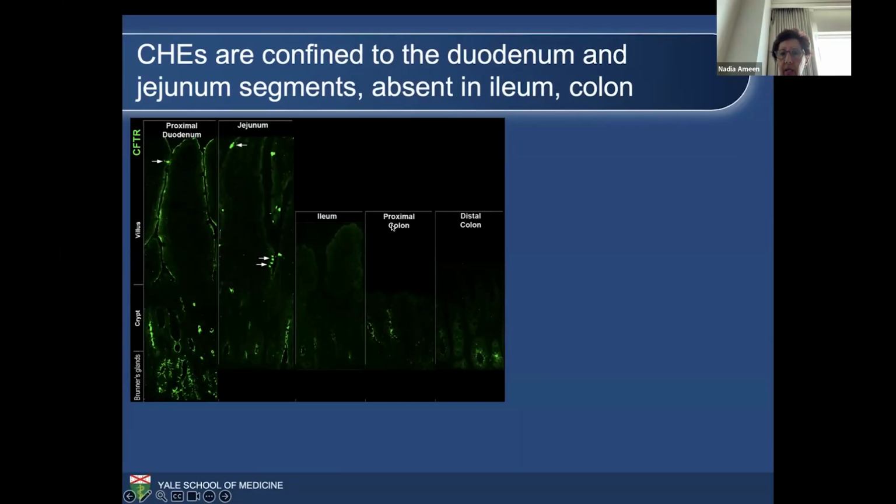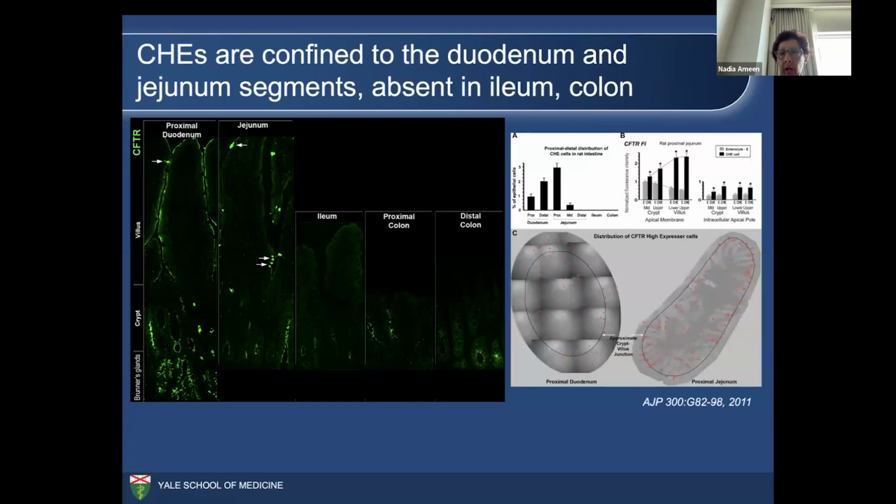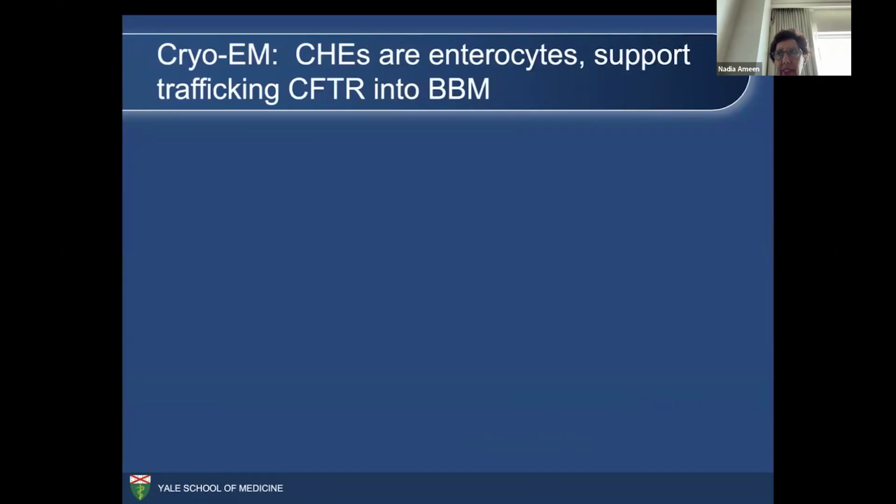They're absent in the colon and in the ileum. And the ileum is a site that's primarily affected in CF. But in the rat, we quantified the location of these cells, and we found that most of these cells were present in the proximal jejunum in the rat, right? So they were absent in the colon, absent in the ileum, present in the duodenum and jejunum, but most abundant in the proximal jejunum.